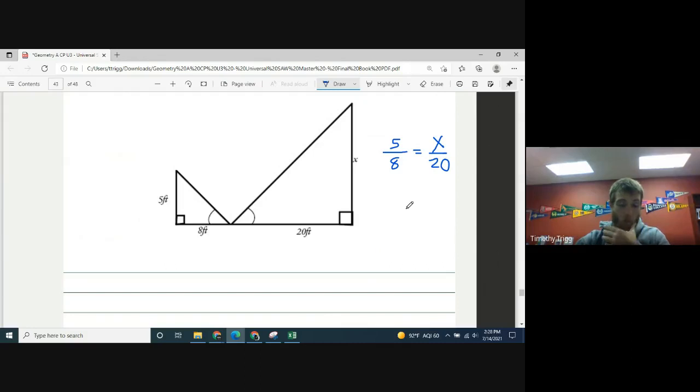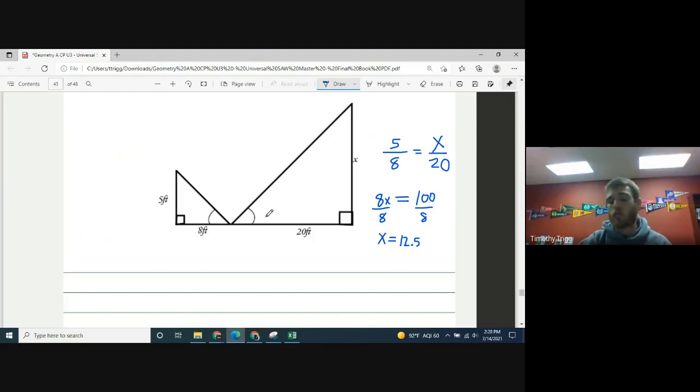We can use that proportion to help us solve for x. We just cross multiply and divide. So 8 times x is 8x. 5 times 20 is 100. Divide both sides by 8 to get x by itself. That gives you that x equals, I think it's 12.5. So that means that the value of x, meaning the length here, is 12.5.